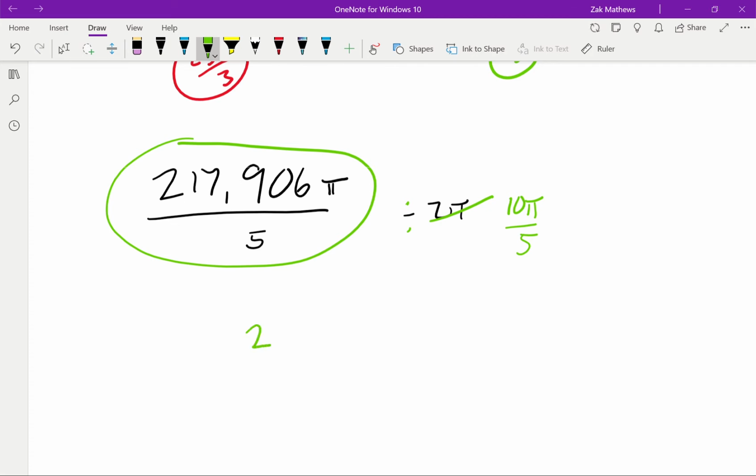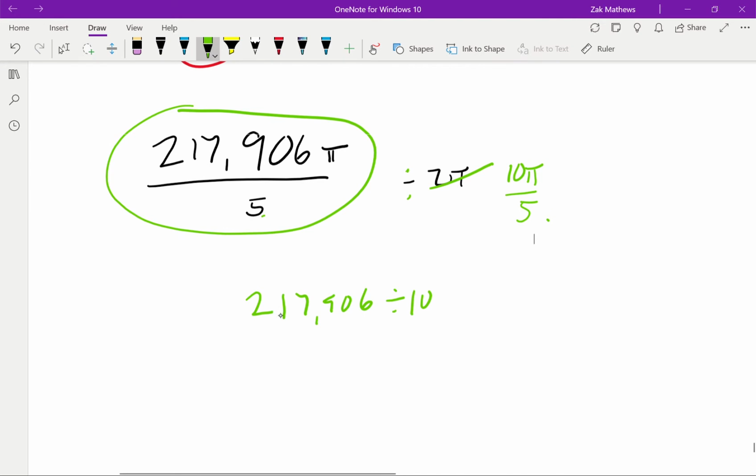But I'm going to take the 217,906, and I'm going to divide it by 10, because again, the 5s are common, the pi's are common. So I'm just seeing how many times I get a full rotation, how many times can I get 10 pi over 5 out of this thing. And so when I divide, I get 21,790, and then there's, of course, a decimal there, 0.6. Now, I don't really care about that decimal. What this number right here is giving me is the number of full rotations.